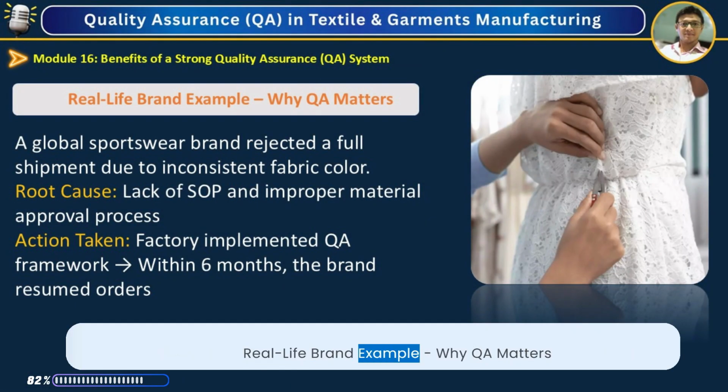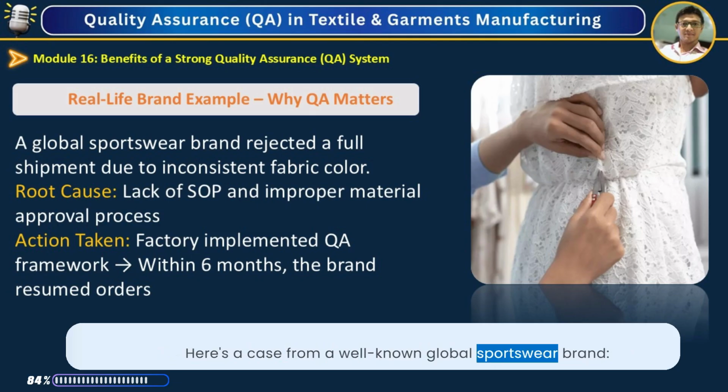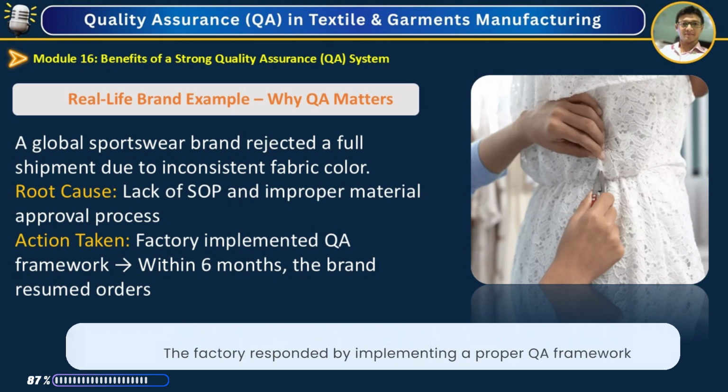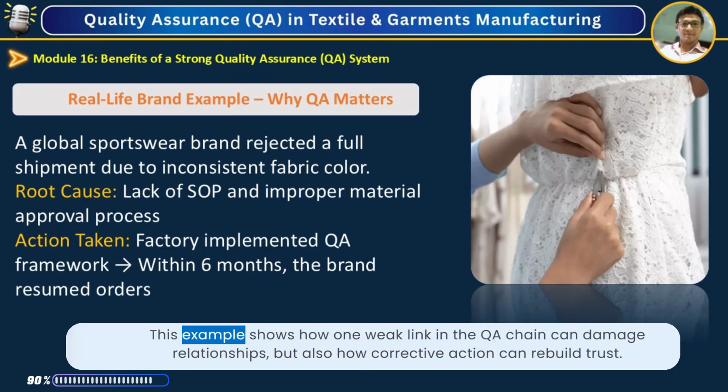Real-life brand example: why QA matters. Here's a case from a well-known global sportswear brand. A full shipment was rejected due to inconsistent fabric color. The root cause was traced back to a missing SOP and lack of material approval. The factory responded by implementing a proper QA framework. Within 6 months, the brand resumed orders. This example shows how one weak link in the QA chain can damage relationships, but also how corrective action can rebuild trust.